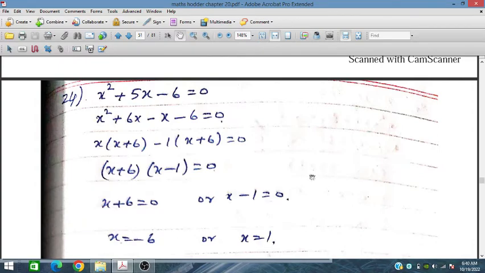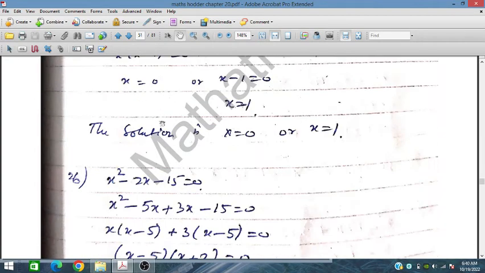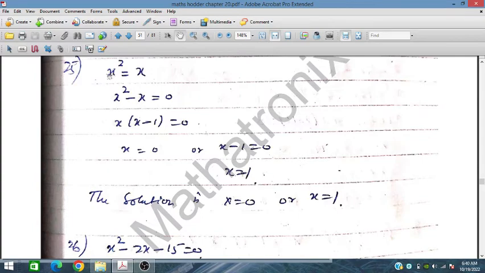x square minus x. So this one x square is equal to x. So we can place this x here. So take out x common, x minus 1 left. So x is equal to 0, x minus 1 is equal to 0 means x is equal to 1. So the solution is x is equal to 0 and x is equal to 1.